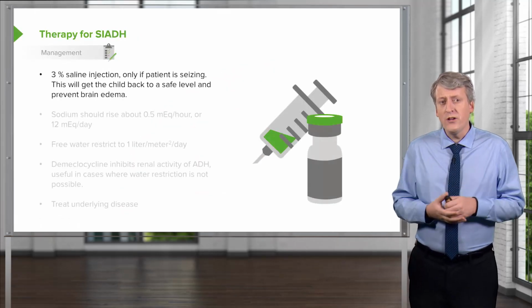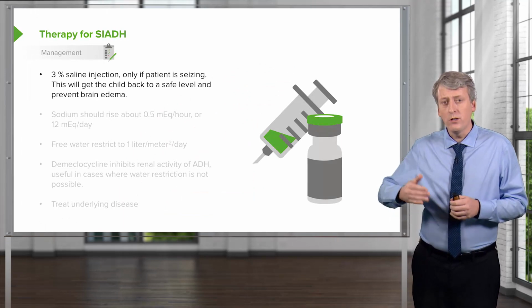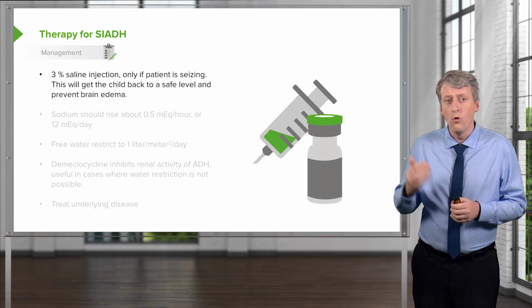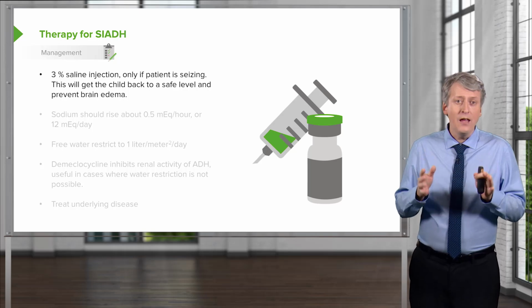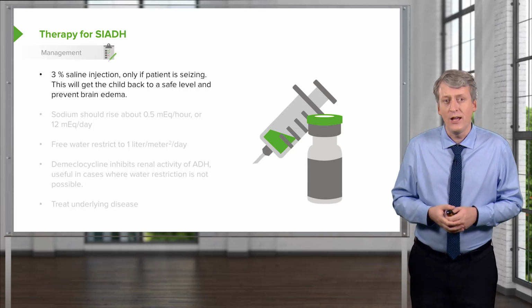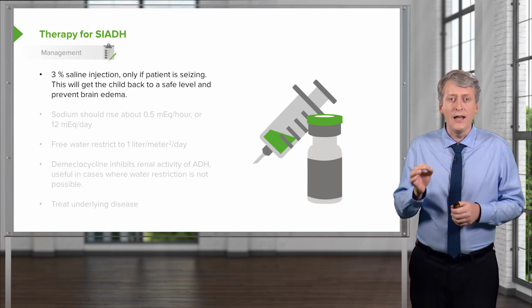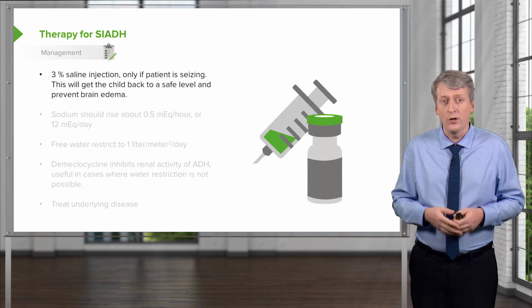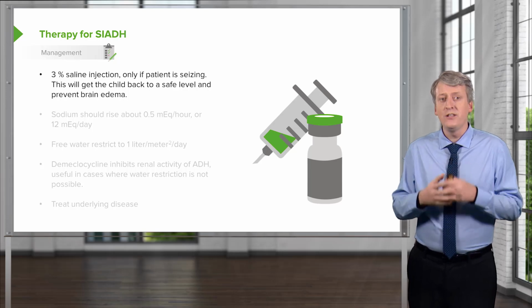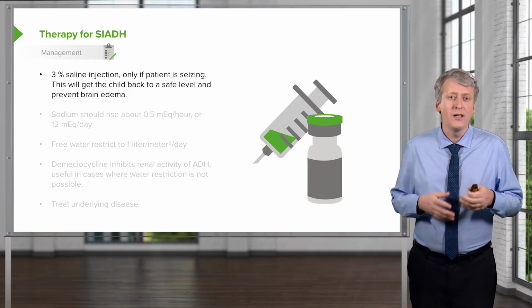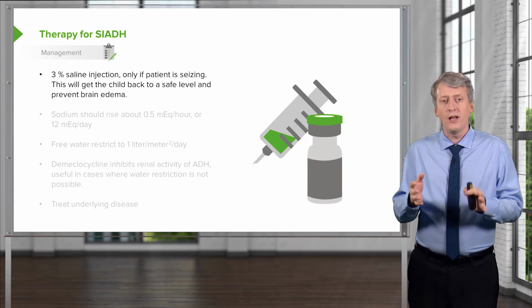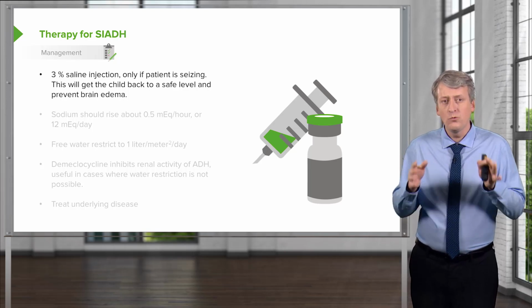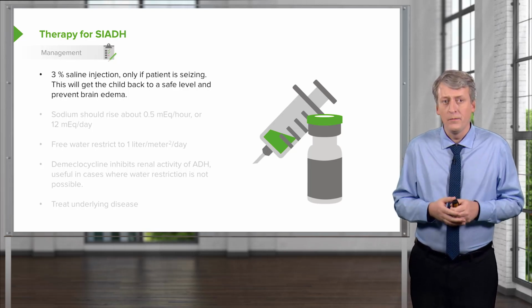So if we have a patient with SIADH, we want to bring up their sodium slowly. We may initially give 3% saline injection, but only in cases where the patient has symptomatic hyponatremia, for example, seizure. If this child is actively seizing, we're going to give 3% saline boluses until the child is stabilized. This will prevent further brain edema.